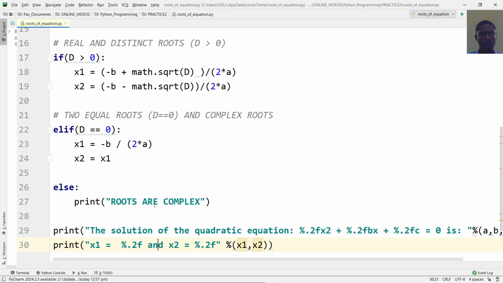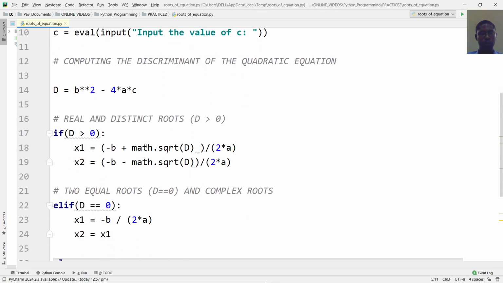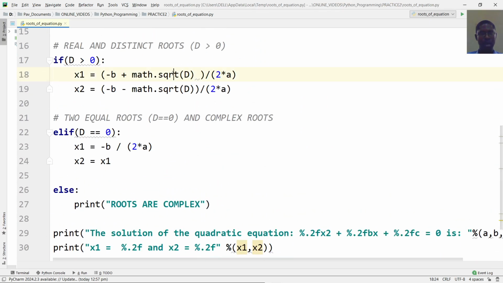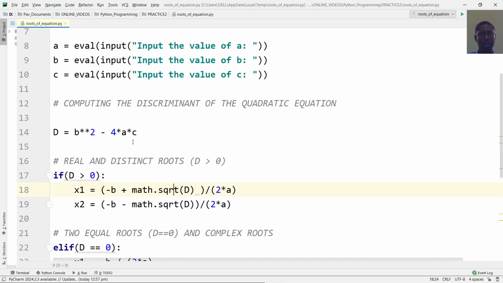We have to import math from the math library. You just say import math, and we need to make use of the function called sqrt, that's square root. We've made our input, right? Then a, b, c, then we proceed forward to compute the discriminant of the quadratic equation.